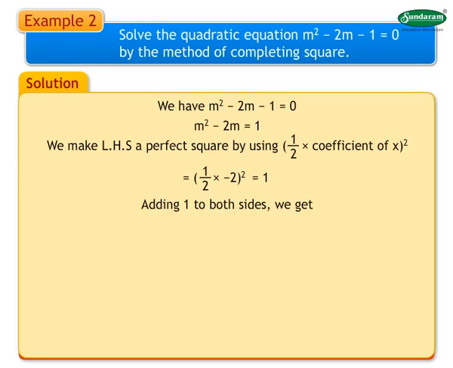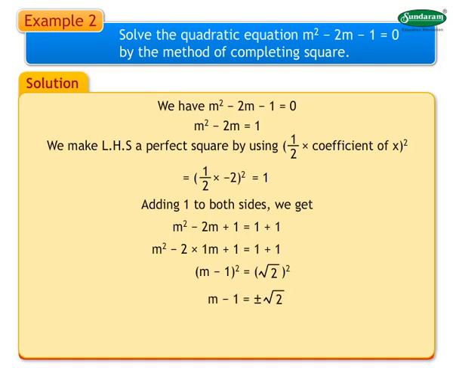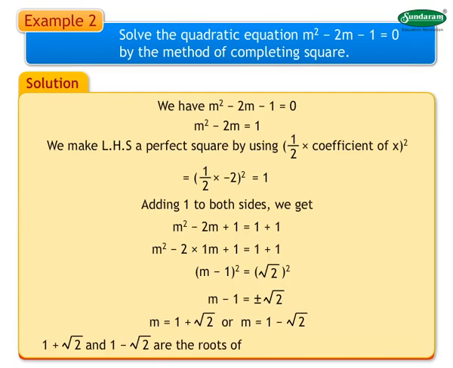Adding 1 to both sides, we get m² - 2m + 1 = 1 + 1. m² - 2·1·m + 1 = 1 + 1. (m - 1)² = (√2)². m - 1 = ±√2. Therefore, m = 1 + √2 or m = 1 - √2. Therefore, 1 + √2 and 1 - √2 are the roots of the given quadratic equation.